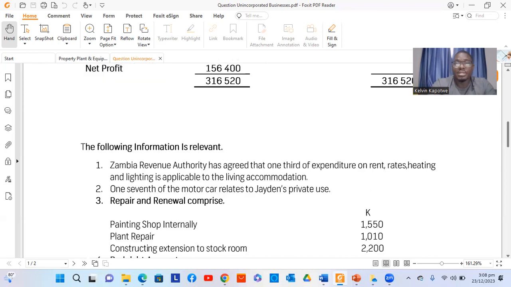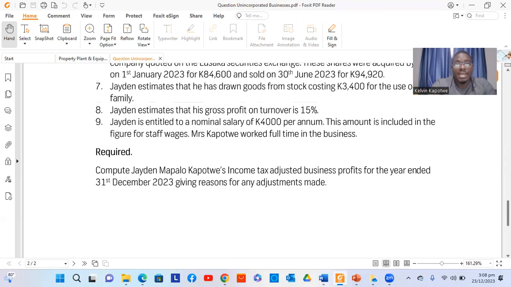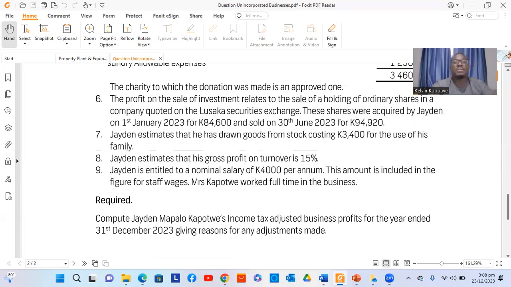All right. Let's go back to note number 7. Note number 7 says Jaden estimates that he has drawn goods from stock costing 3,400 for the use of his family. When a trader who is a sole trader draws goods from the business at cost, we must add back those, or we must disallow those goods at the market value, okay? At the market value of those goods.